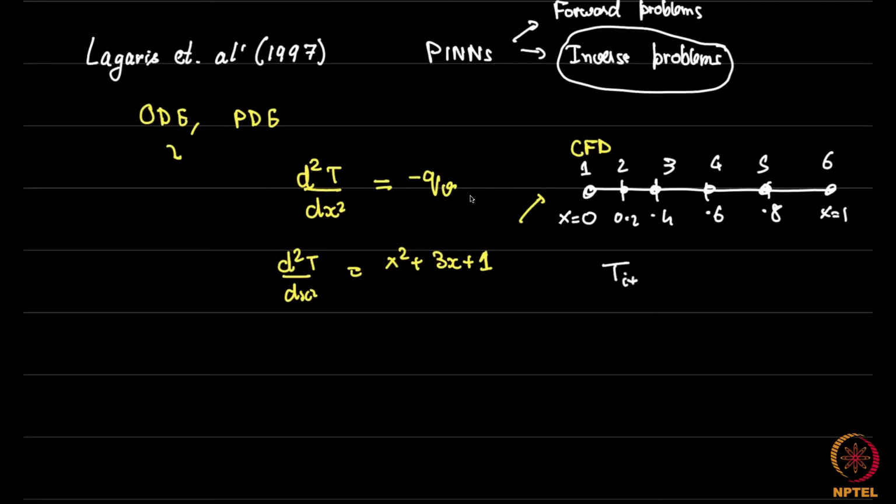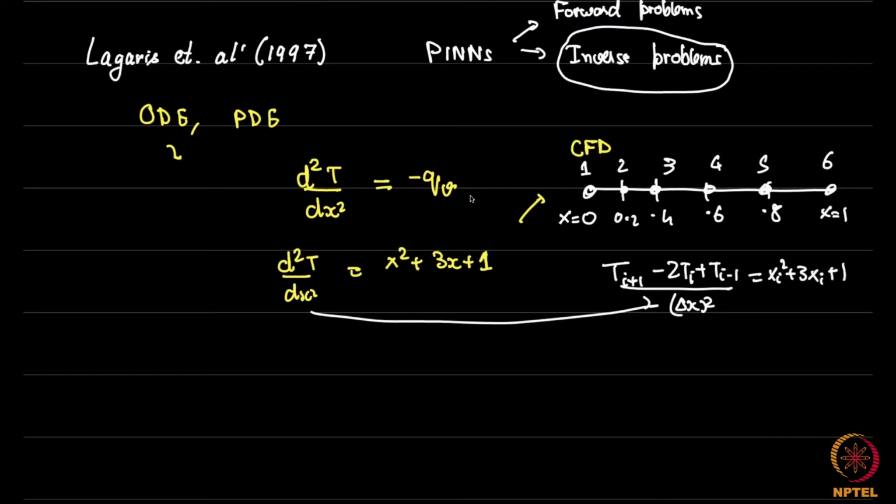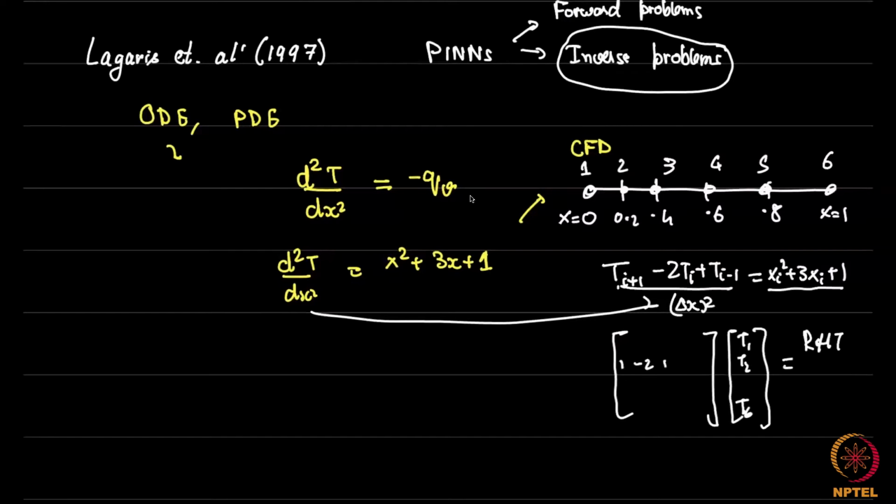Then you will have a relation such that T(i+1) minus 2T(i) plus T(i-1), that comes from here, divided by delta x squared, which is 0.2 squared, equal to x_i squared plus 3x_i plus 1. If you see, the right-hand side is known. The left-hand side basically becomes a matrix, and you will have something like T1, T2 up till T6 equal to some RHS. So you'll have a matrix which will look like 1, minus 2, 1, and it will be a tridiagonal matrix. In case this looks too fast to you, please do take a look at a basic numerical methods course. My point here is traditional CFD solves for these points separately. So each of these is a separate solution and you solve for that.